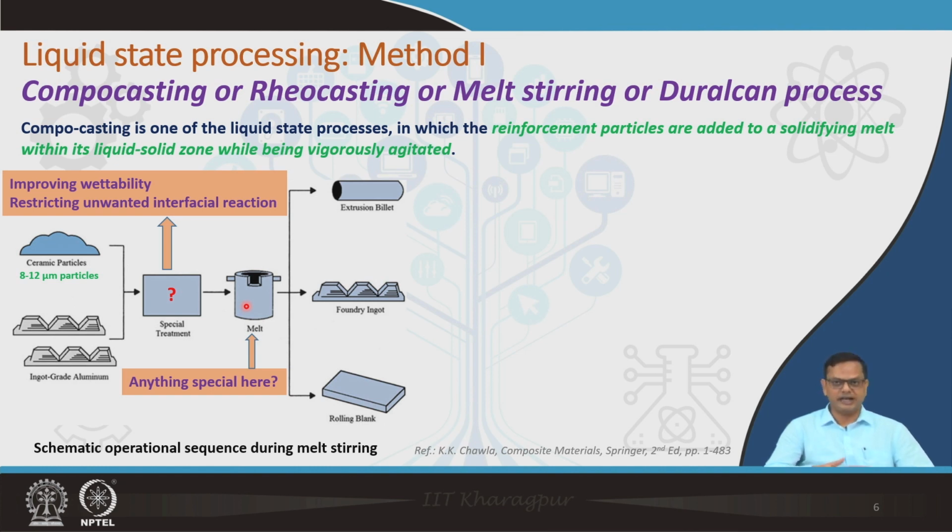Or when you are stirring, it makes a vortex, and in the vortex there could be some macro segregation. So, obviously, the stirring has to be optimized, so that you get a nice and homogeneous mixing of the reinforcement particles in the melt. And then after the melt is completely homogenized, you can go for the secondary process like extrusion, making the billets, then again making ingots or rolling blanks.